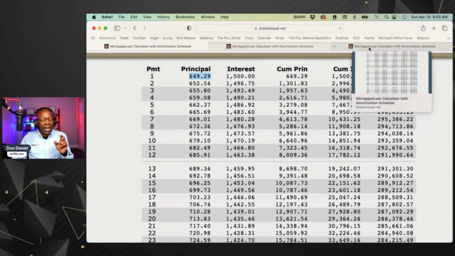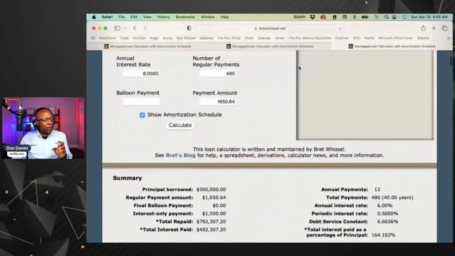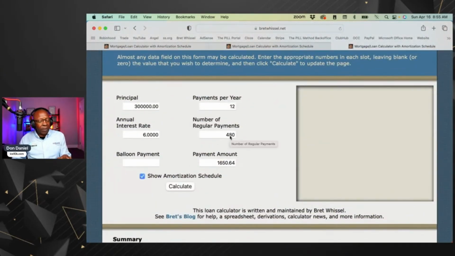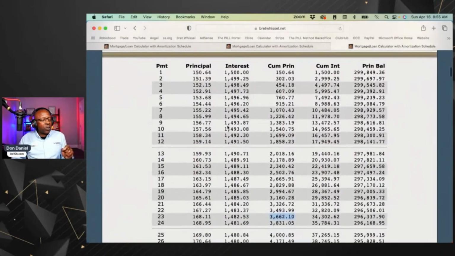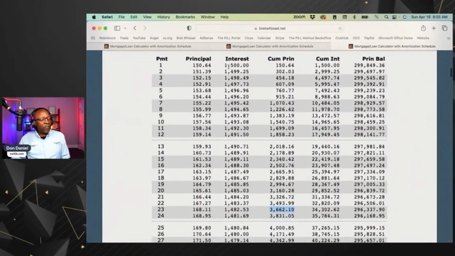Let's take a look at now the 40-year loan. That's 480 payments. Look at this payment, $1,650.64. A $300,000 mortgage at 6%. Look at my payment, $1,650.64. Let's take a look at the first two interest payments. Look here, $1,500 and $1,499, virtually the same amount of money.